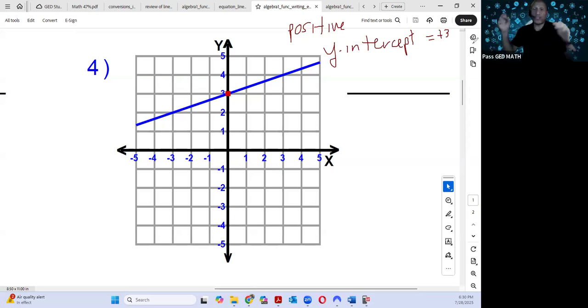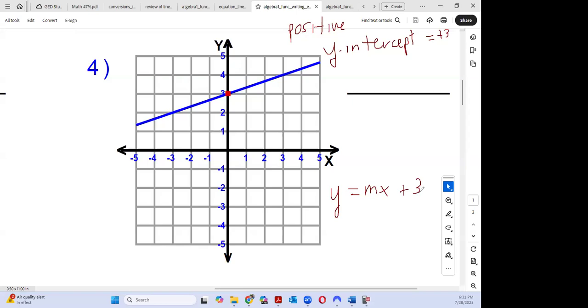So two things we can get immediately from looking at a graph most of the time: whether it's positive or negative, and whatever the y-intercept is. So we know this equation is going to be y equals mx plus 3. Again, if your equation doesn't end in plus 3, guess what we can do? We can eliminate it.